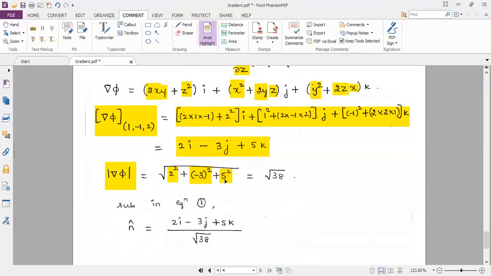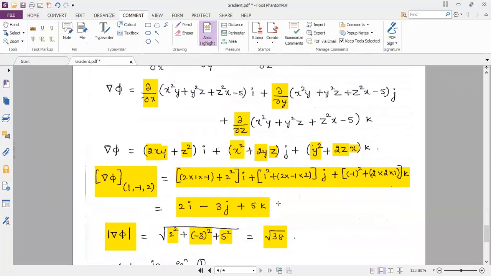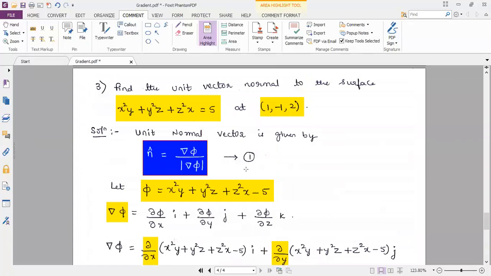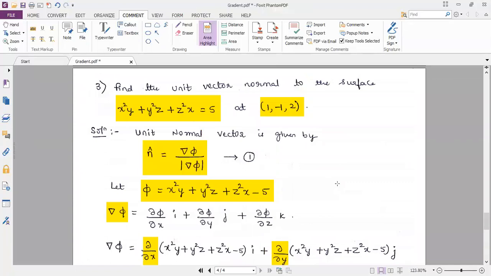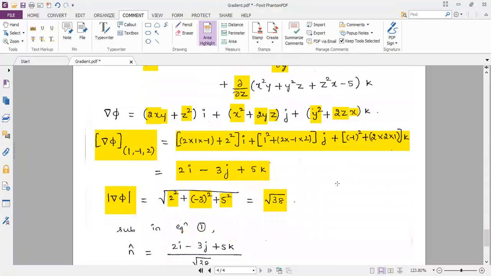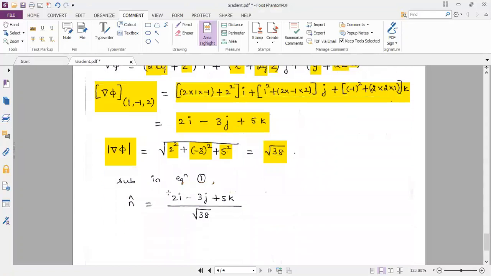We substitute grad phi and magnitude of grad phi in the formula for unit normal vector, which is equation 1. Substituting in equation 1, which is given by grad phi divided by magnitude of grad phi, the required answer for unit normal vector is n cap = (2i - 3j + 5k), the whole divided by root 38.